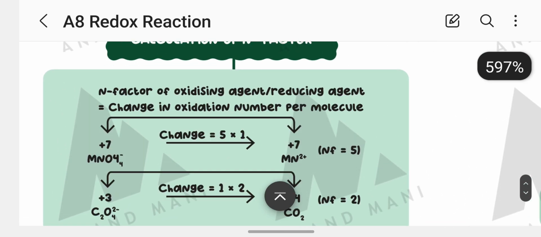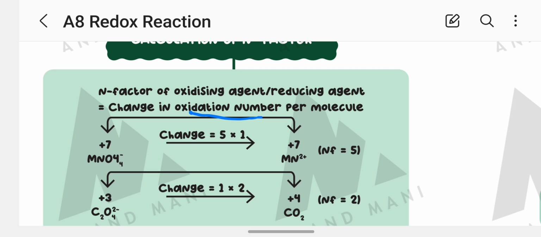N factor of an oxidizing agent or a reducing agent equals the change in oxidation number per molecule, like the one in here, manganese oxide. We have the +7 oxidation state in here, and here we have the +2 oxidation state. So the change is 5 x 1 in here. So n factor equals 5 in this case.